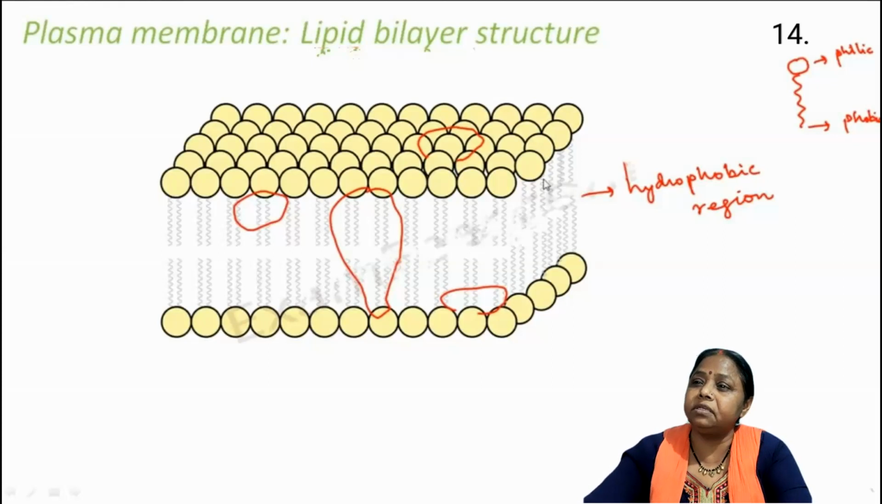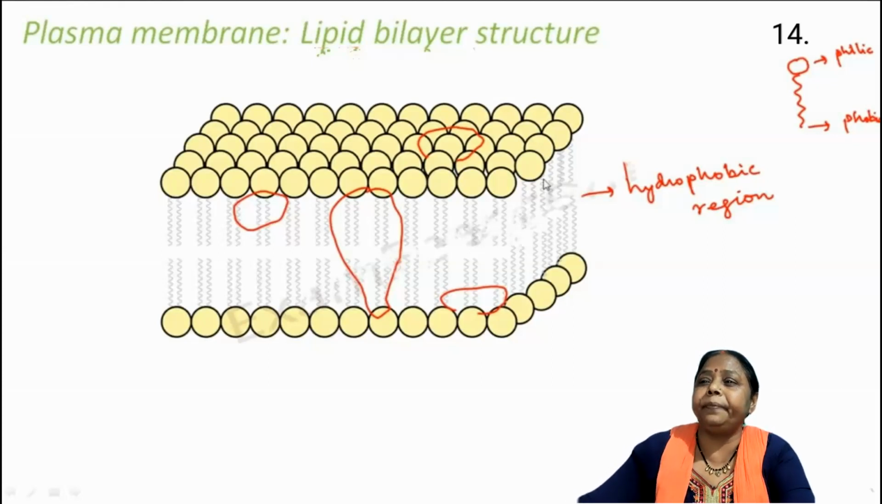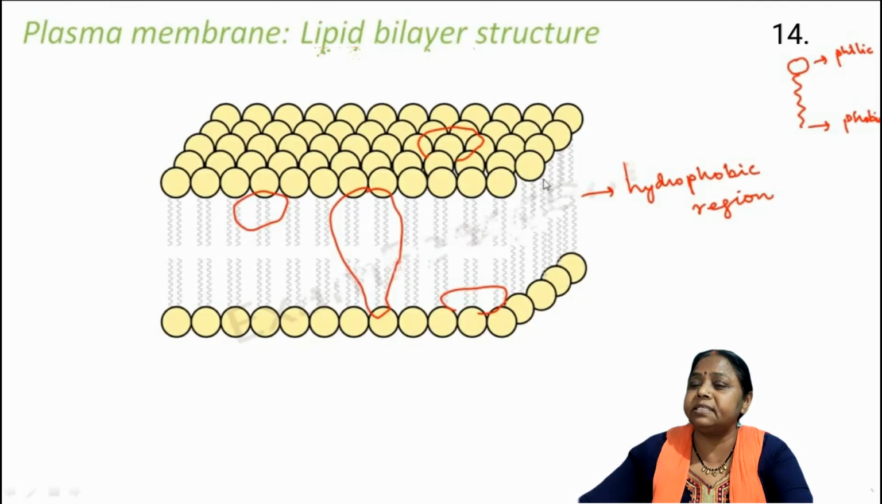Children, the plasma membrane is made up of lipids. Lipids have two ends. One is the water-loving end, which is called the hydrophilic end, and the other, the tail-like structure that you see, is the hydrophobic part, the water-hating part. These lipids are arranged, just you see, in two layers, in such a way that the hydrophobic part is sandwiched between the two hydrophilic parts.